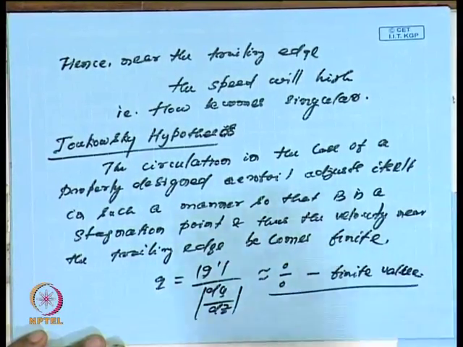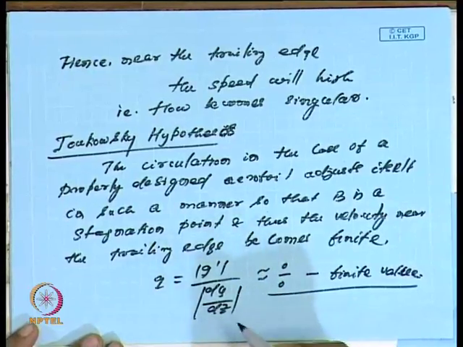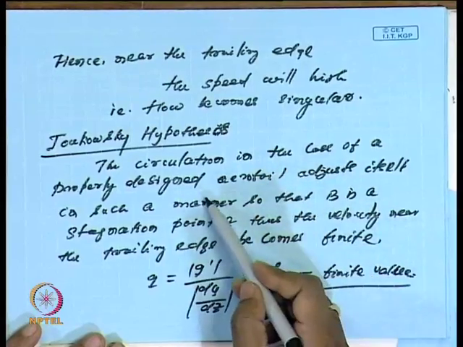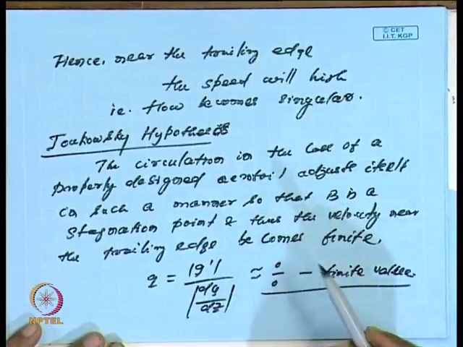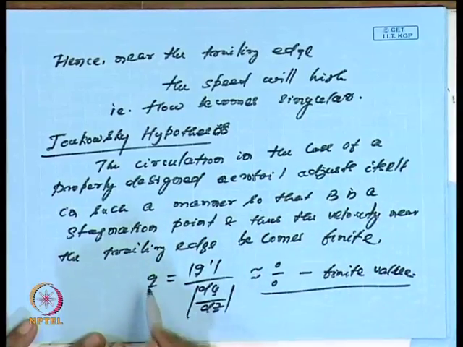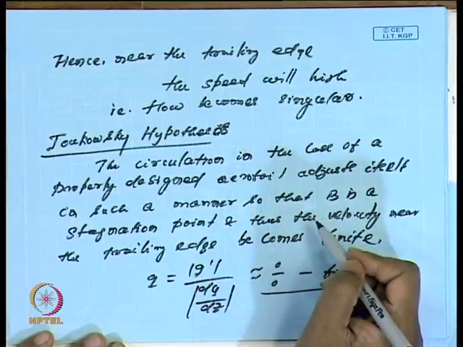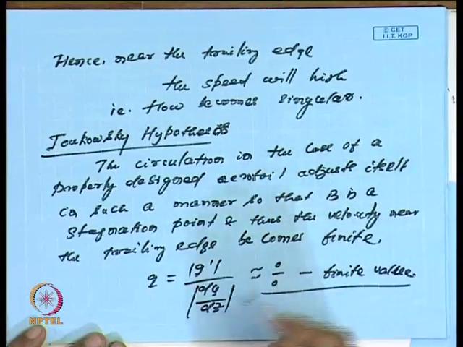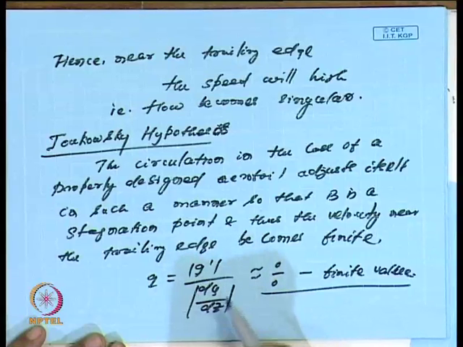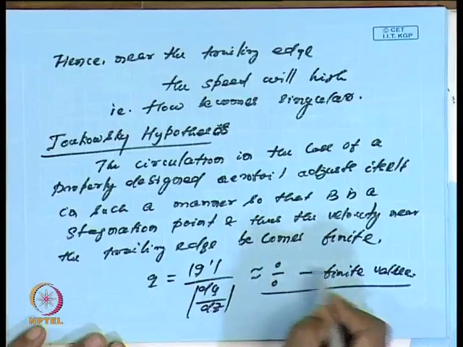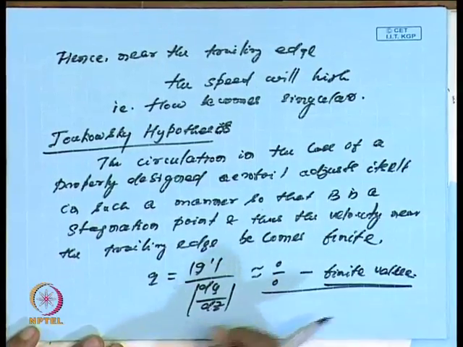So, this is what the Joukowsky hypothesis says, that somehow we have to introduce a circulation in the case of a properly designed aerofoil, which adjusts itself. That means we have to introduce a circulation in the flow in such a manner that B is a stagnation point. So, the point B that I have described will behave like a stagnation point, and once it is a stagnation point, the flow speed will be 0 here. Once the flow speed is 0, then d zeta by dz will be 0. So, that will give a 0 by 0 form, and in the limiting case this will give us a finite value. This is what the Joukowsky hypothesis says.